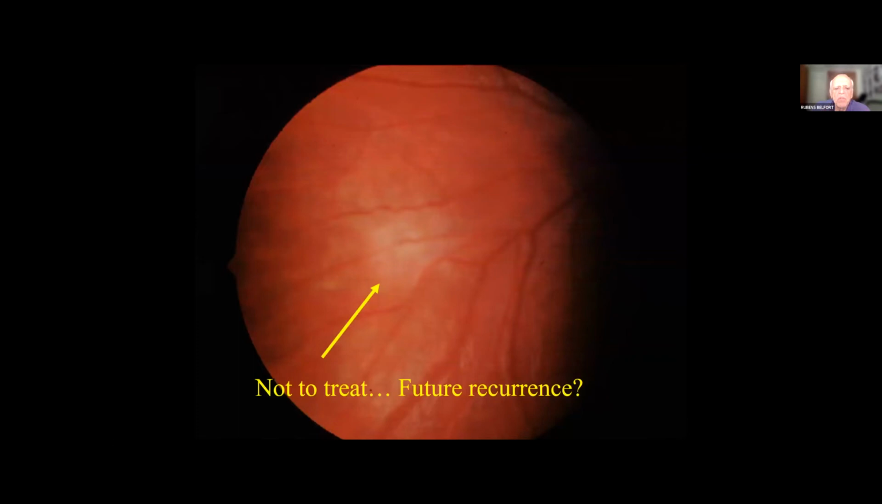Also, a patient with positive IgM, no clinical symptoms in the eye, no clinical symptoms outside the eye, and you identify a very small lesion that does not need to be treated. But is it a place where future recurrence will happen? Should we treat patients like this in order to try to avoid recurrences?